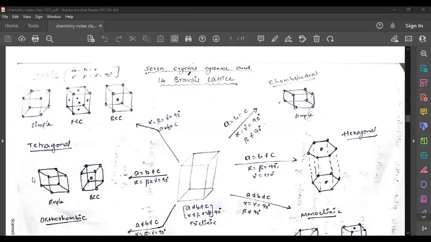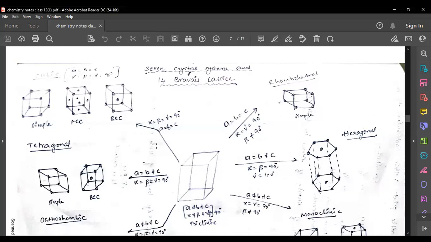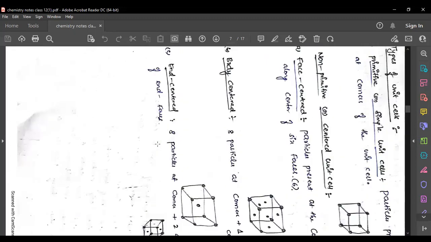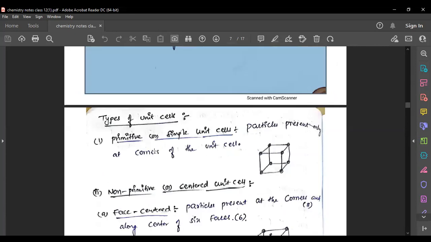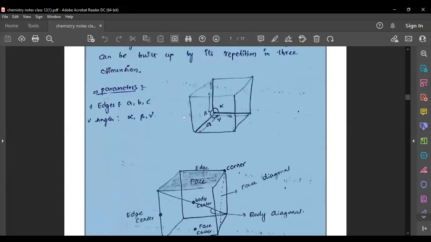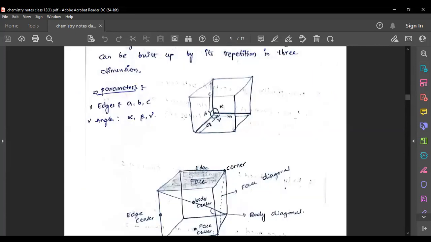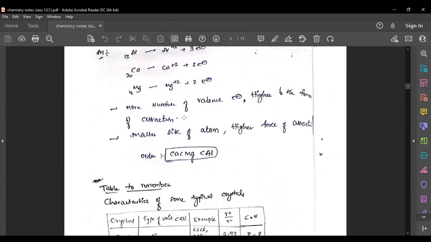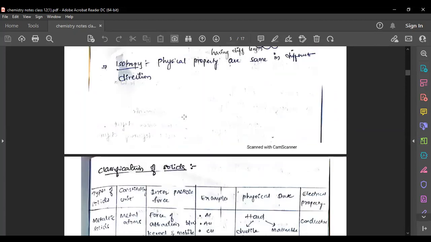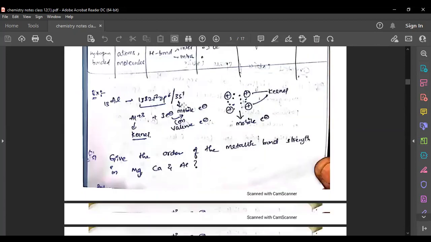If you take the last class, you discussed the different types of unit cells. What is the definition of a unit cell? If you take a particular unit cell, what are the edges? What is the corner? What are the six parameters of the unit cell? Alpha, beta, gamma, A, B, C. And next, about the classification of solids, you have done that in the last class.